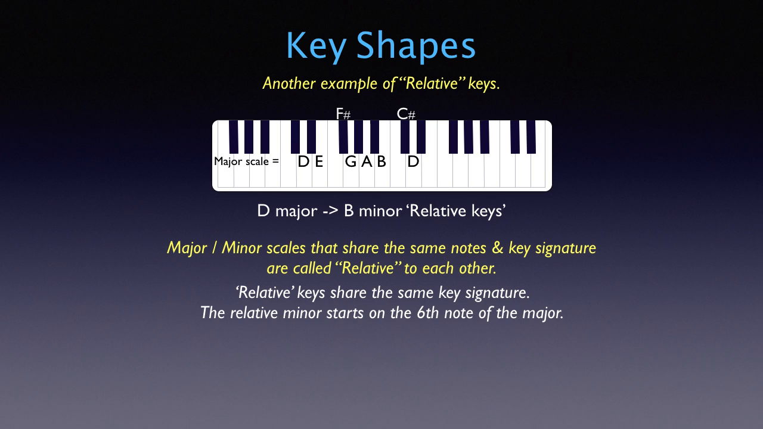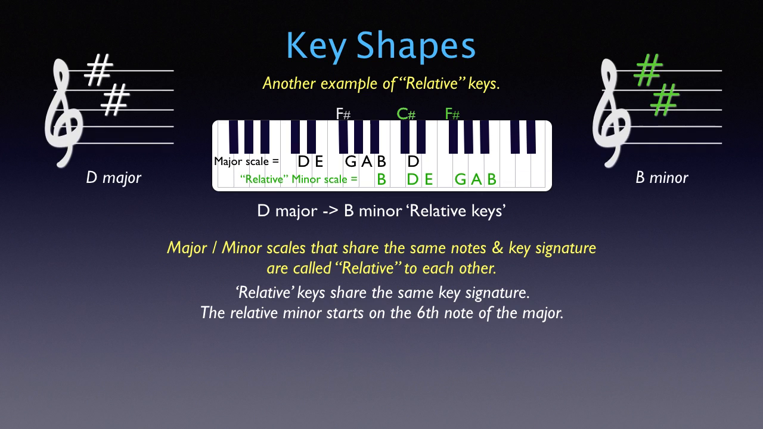Relative keys share the same key signature. The relative minor starts on the 6th note of the major, so in this case that's B. We're going to use the same notes, but a different starting tone, a different tonal center. D major has 2 sharps, B minor has 2 sharps. This works in every key.